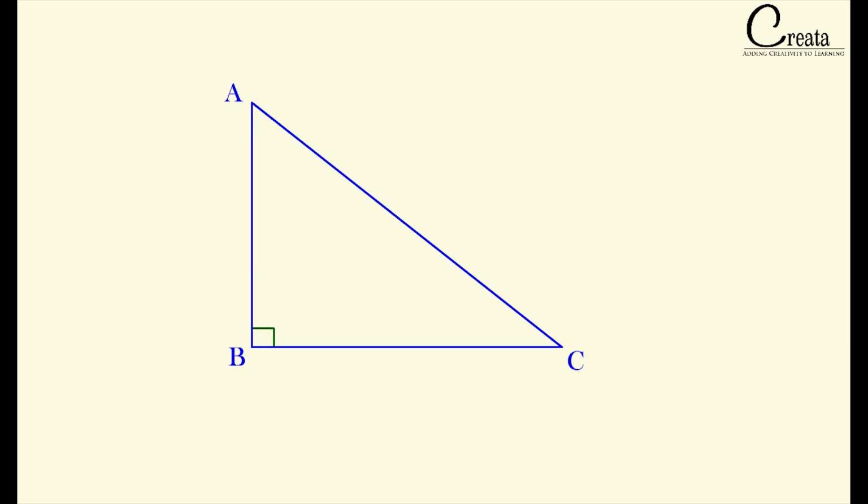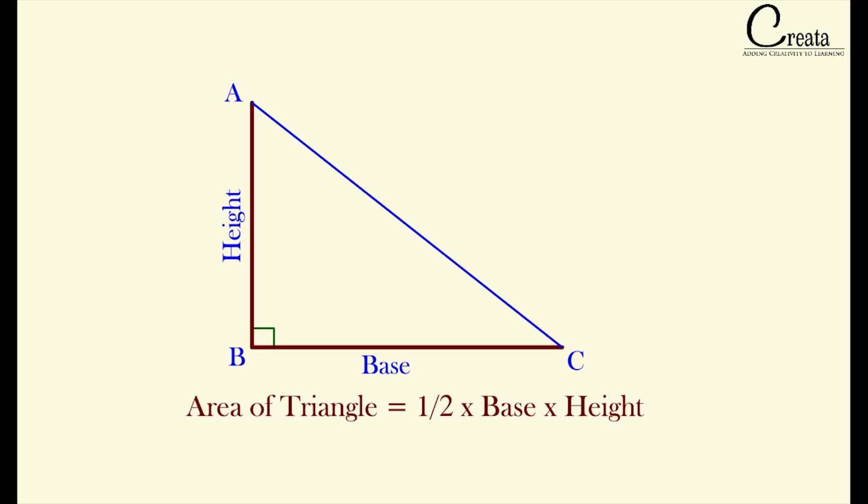Moving further, let's take a right angle triangle. Here, what will be the area of this triangle? If we take this side as a base of the triangle, then what will be the perpendicular distance, or what will be the height for this triangle? Here, if we take BC as a base, then AB will be the height of the triangle. The side itself will be the height of the triangle. So we get area of this triangle as half into base into height, that is half into BC into AB.